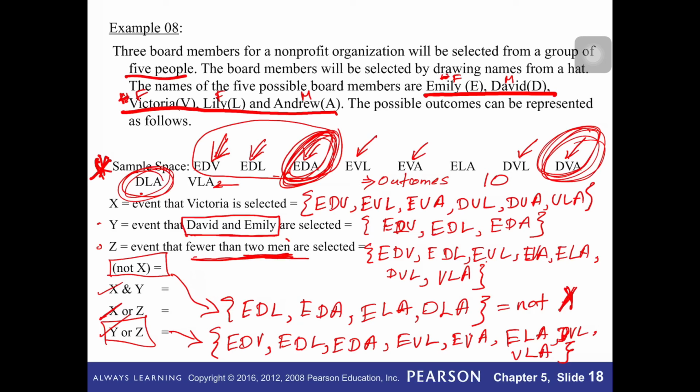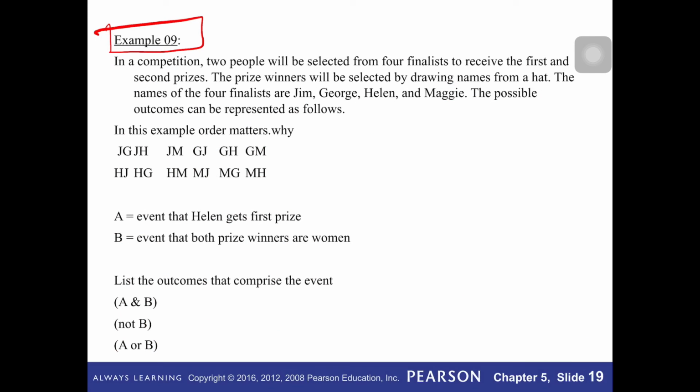Okay, so check these values: EDV, EDL, EDA, EDV. Again EDV is there, EDL is there, EVL, EVA, ELA, DVL and VLA. Okay, these are the Y O Z. So like this, try to do this example.